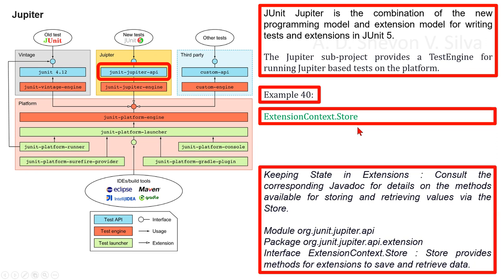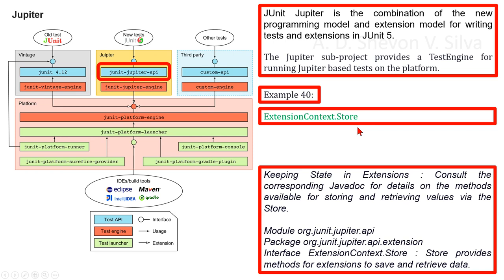Usually an extension is instantiated only once, so the question becomes relevant: how do you keep the state from one invocation of an extension to the next? The ExtensionContext API provides a Store exactly for this purpose. Extensions may put values into a store for later retrieval.